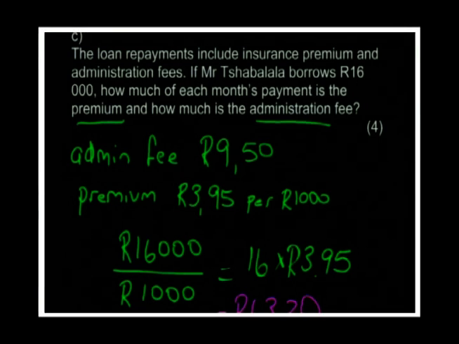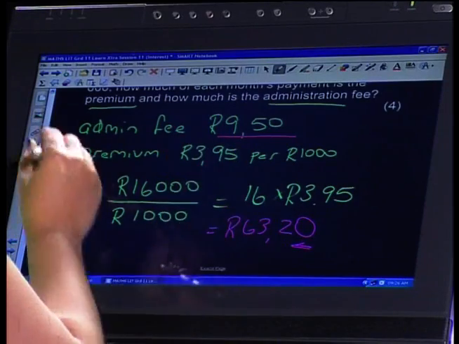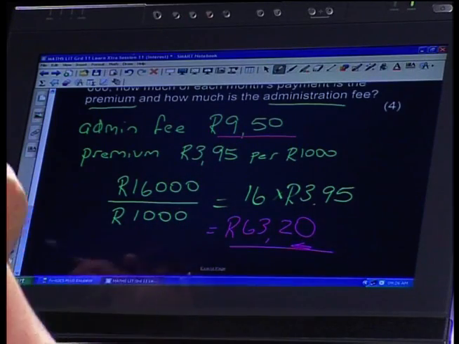Have we answered the question? The loan repayment includes the insurance premium and the admin. If he borrows 16,000, how much of each month's payment is premium and how much is the admin fee? We have answered the question. They haven't asked us for a total, so we don't need to add the two. We need to just show them that the admin fee was 9 Rand 50 and the premium is now 63 Rand 20.